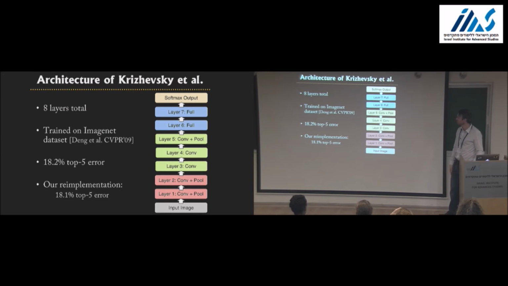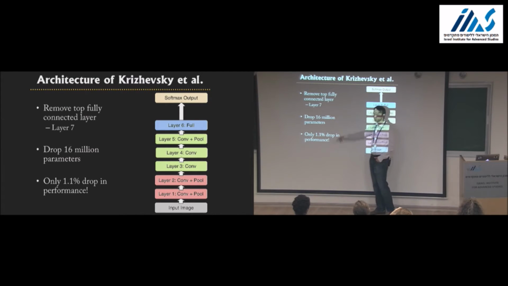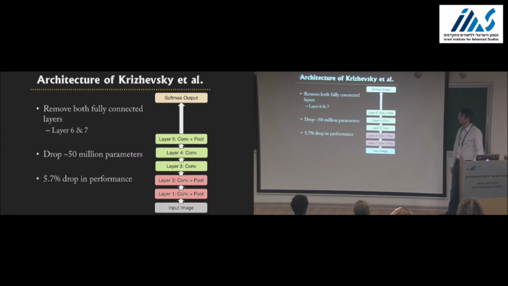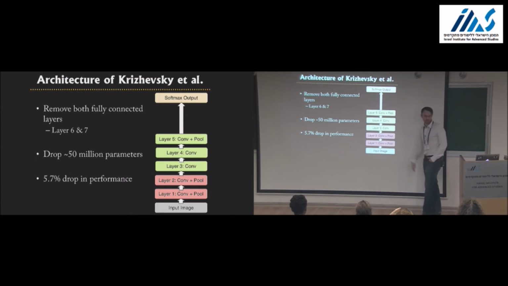Okay, so one obvious thing you could try is, do we need these fully connected layers? You can take one of them out and retrain. You've just thrown away 16 million parameters, which is a good chunk of the parameters in the model, but it makes almost no difference to the performance. Okay, so what if we throw out both? Now you've thrown away 50 million parameters, which is about 80% of the parameters in the model. And yes, it has gone down a fair bit, but it's still actually better than a lot of the classical vision methods. When you say 5.7 drop in performance, yep.